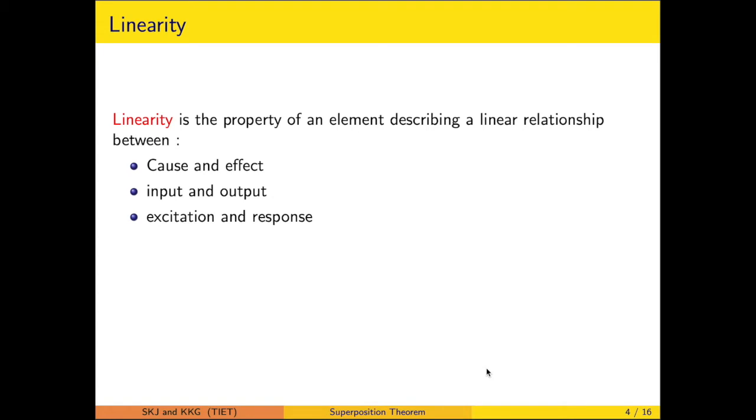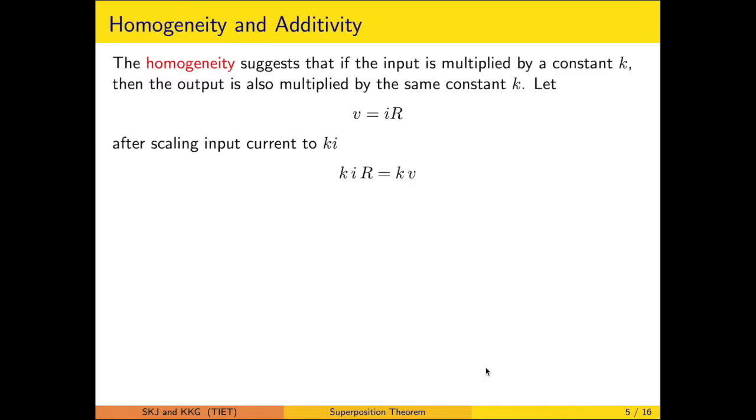Linearity is the property of an element which has a linear relationship between the input and output. The input and the output are defined by different terminology, like cause and effect, or excitation and response. So there has to be a linear relationship. Now there are two main characteristics of linearity: it should satisfy the scaling or homogeneity property and the additivity property. It suggests that if the input is scaled by a factor, then the output will also be scaled by the same factor.